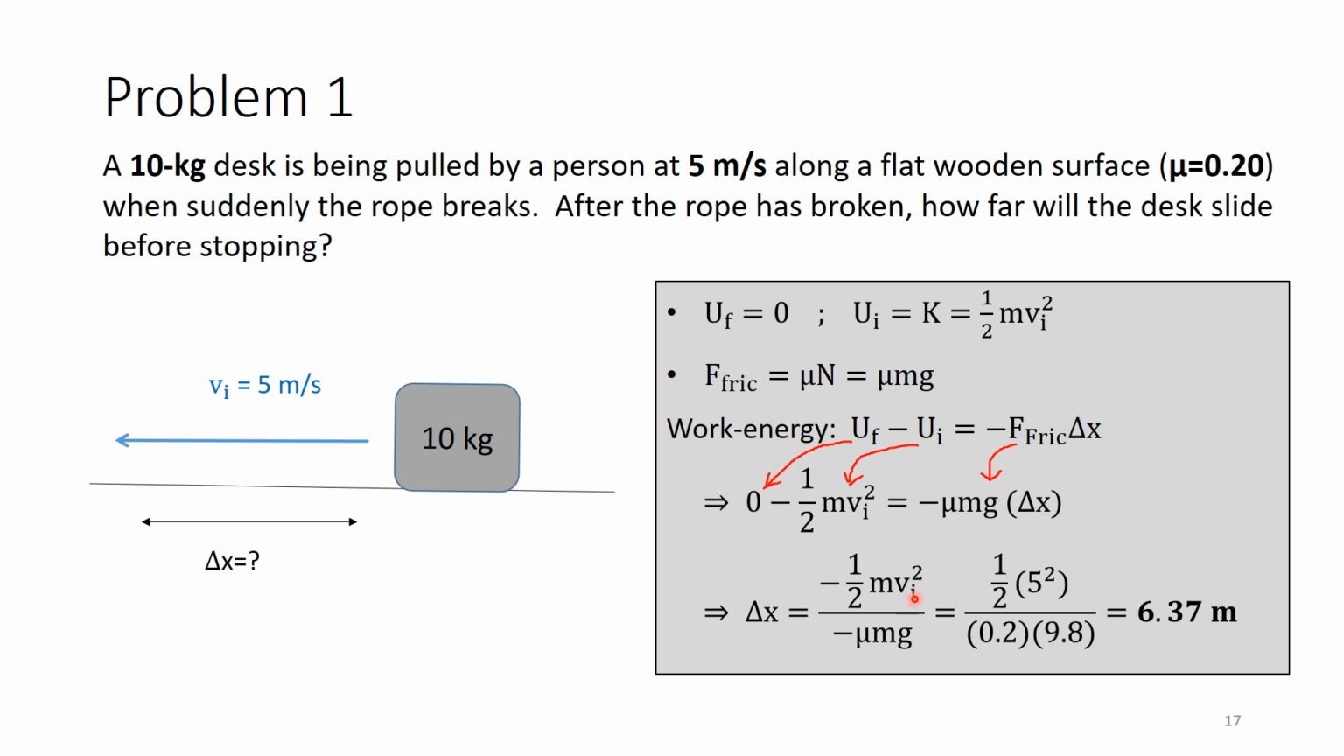So rearrange, solve for delta x, and you get negative half mv squared divided by negative mu mg. So the mass of the table cancels out, and then you plug in the values for other quantities. So v is 5, then mu is 0.2, the coefficient, and g is 9.8 with the proper units. You get 6.37 meters.